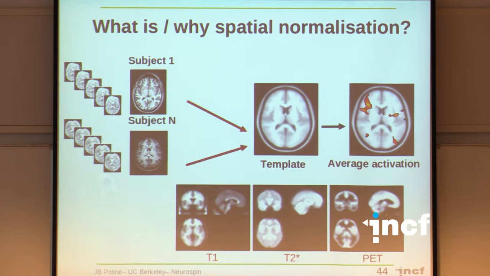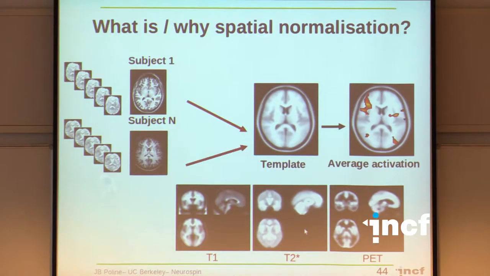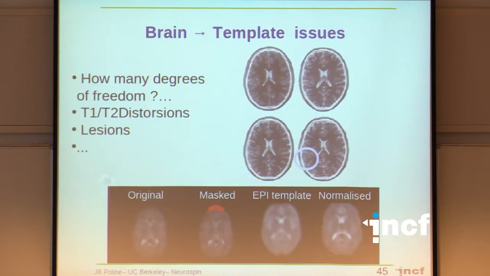There was a lot of development of standard templates. The Montreal Neurological Institute has the most famous template of the brain. Templates can be in several modalities. You can have a template of a brain using T1, T2 star, and PET machines have a template of a brain too. The idea is you take all your subjects and deform their specific images to look like the template. It's possibly a good idea to use several of those modalities to do this transform.